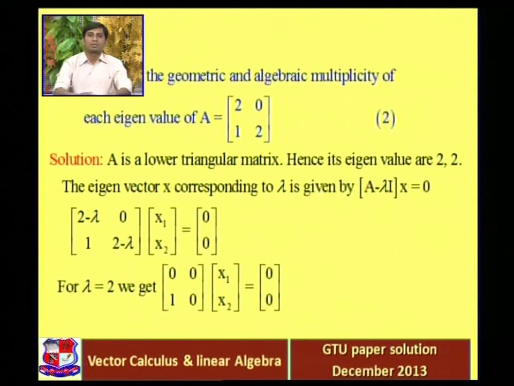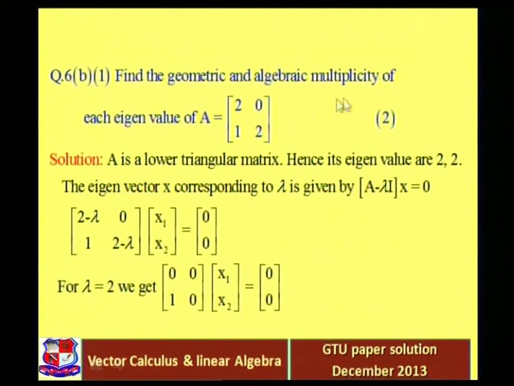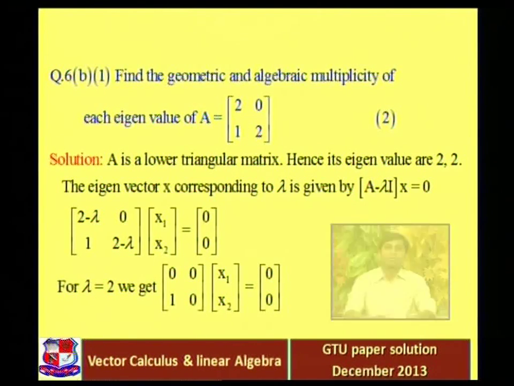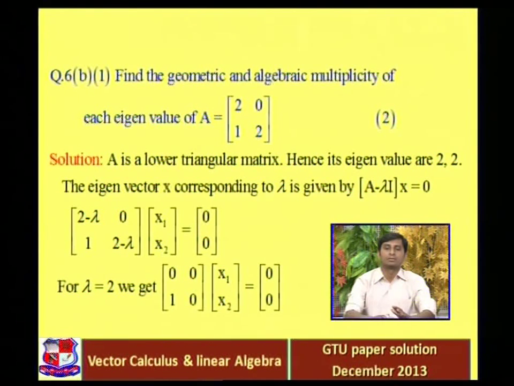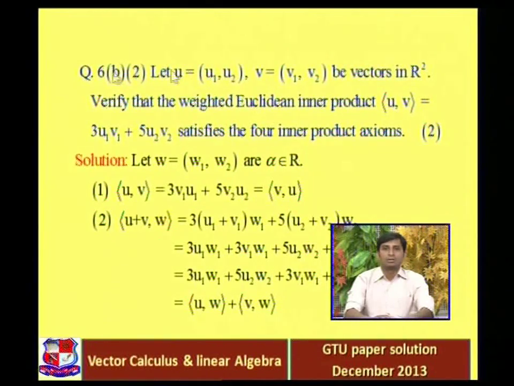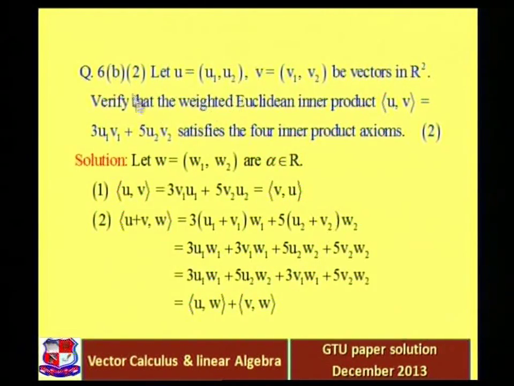The question asks to find the geometric and algebraic multiplicity of each eigenvalue, but here we have only one eigenvalue, which is 2, occurring 2 times, so the algebraic multiplicity of 2 is 2. Corresponding to lambda equal to 2 we have only one eigenvector, so the geometric multiplicity of lambda equal to 2 is 1. Okay, so here is the complete solution of this question, and this question was asked for 2 marks in that question paper. Next question, question 6b, second part.